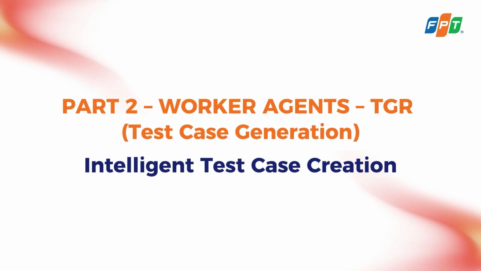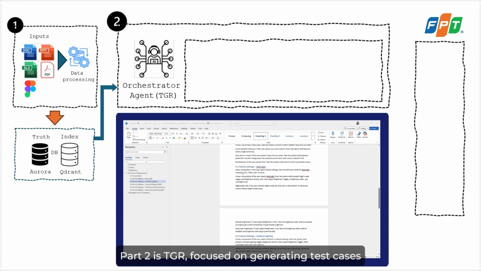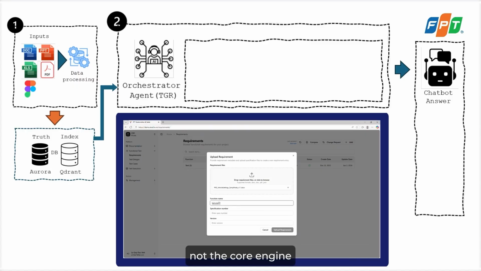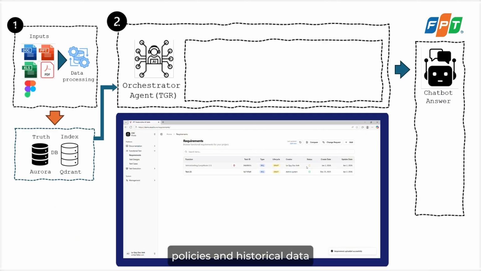Part 2. Worker Agents, TGR. Part 2 is TGR, focused on generating test cases. The chatbot is only a user interface on top of TGR, not the core engine. TGR analyzes specifications using testing policies and historical data.